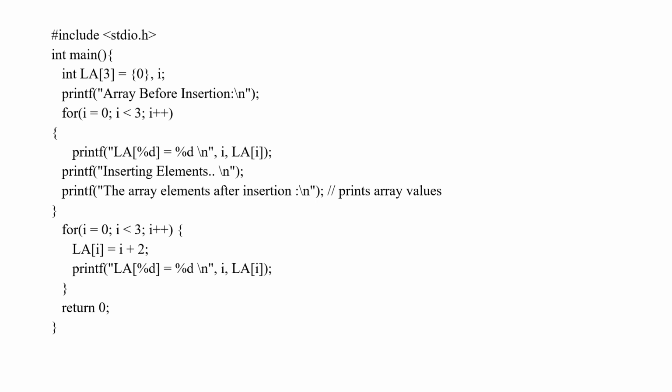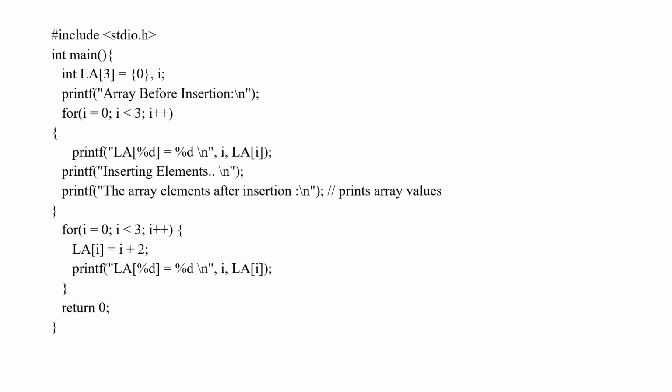Inserting new elements. Inside another loop, each element of the array is updated with the value I plus 2. For example, when I equals 0, LA of 0 equals 0 plus 2 equals 2. When I equals 1, LA of 1 equals 1 plus 2 equals 3. When I equals 2, LA of 2 equals 2 plus 2 equals 4.